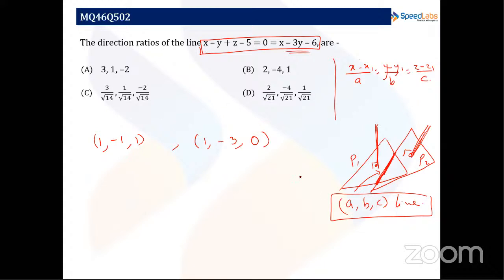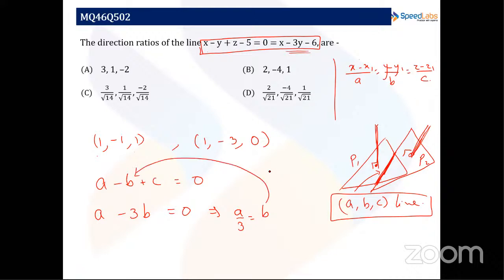So for the perpendicular condition of the direction ratios, we are having a into 1 plus b into minus 1 plus c into 1 equals 0. And a into 1 minus 3b plus c into 0 equals 0. So from these two conditions, we can say a by 3 equals b. Put this value of b here: a minus a by 3 plus c equals 0. So c will come out to be minus 2a by 3.